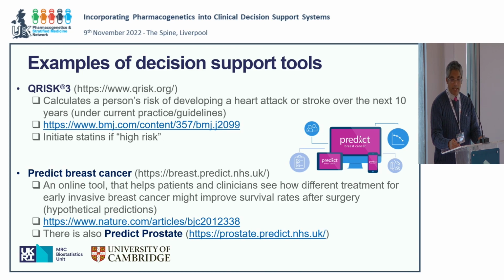There's also Predict Breast Cancer, which is an online tool that helps patients and clinicians see how different treatments for early invasive breast cancer might improve survival rates after surgery. So this is much more used to actually decide what treatments to give patients. And it does this by comparing various options that are available to patients. So it looks at all these hypothetical options of treatments and what the results of these treatments would be if they were taken up. There's also Predict Prostate as well.